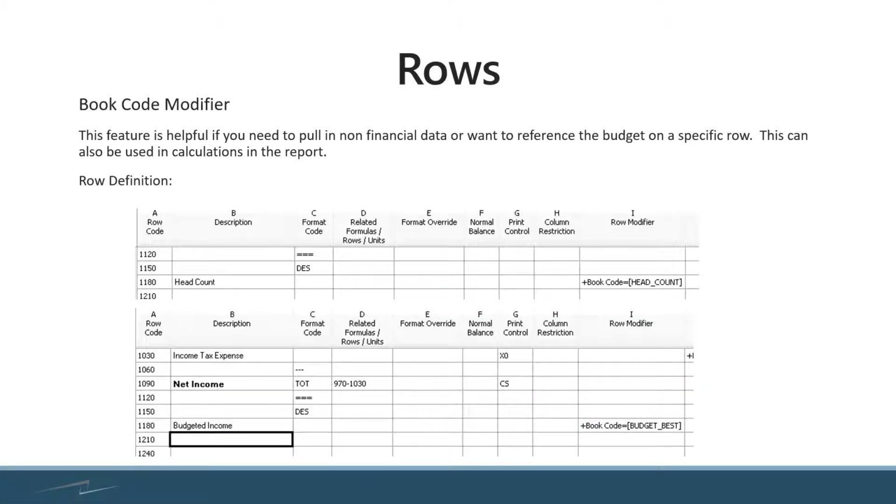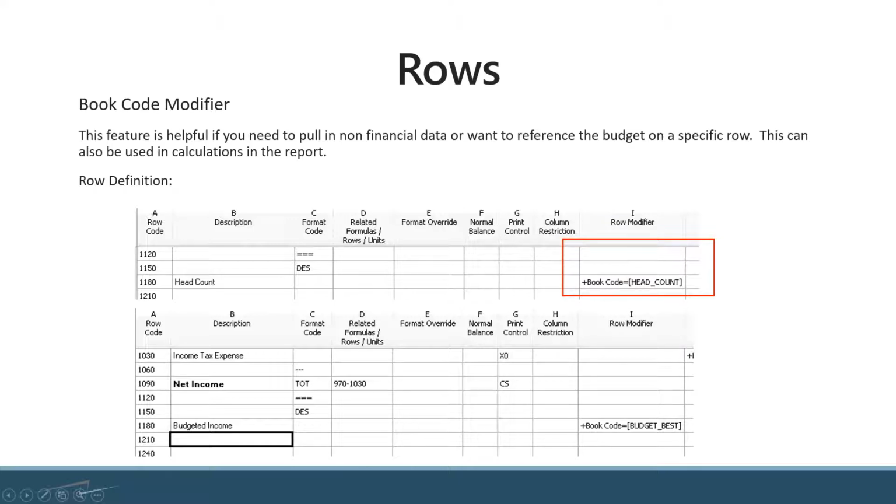A book code modifier. This just shows additional level of flexibility within Management Reporter. So if you have certain book codes, which are usually your budgets, and you wanted to do a budget layout that shows, in this case, they have a budgeted income at the bottom of the report. On the top, they're using a book code for headcount. You can use your budgets within the rows.